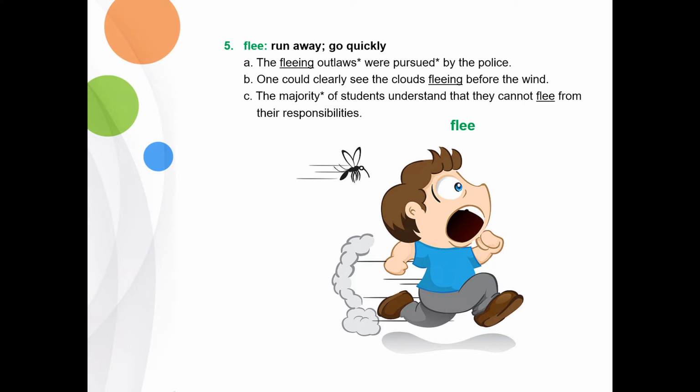Number 2. One could clearly see the clouds fleeing before the wind. Number 3. The majority of students understand that they cannot flee from their responsibilities.